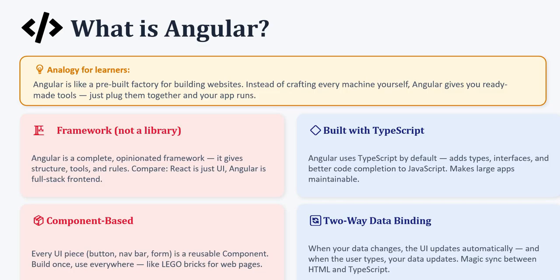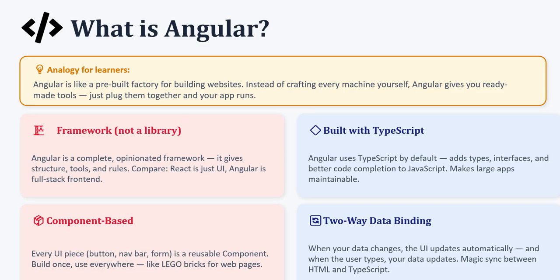Then it is component based. Every UI piece, button, navbar, form is a reusable component which is built once and you can utilize anywhere, right? So basically, once you create a component, you can utilize that component in any of the places. It depends on what is needed.